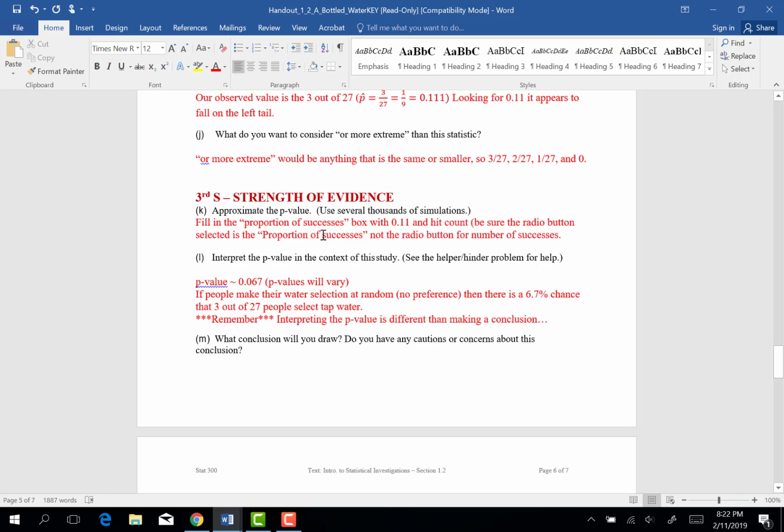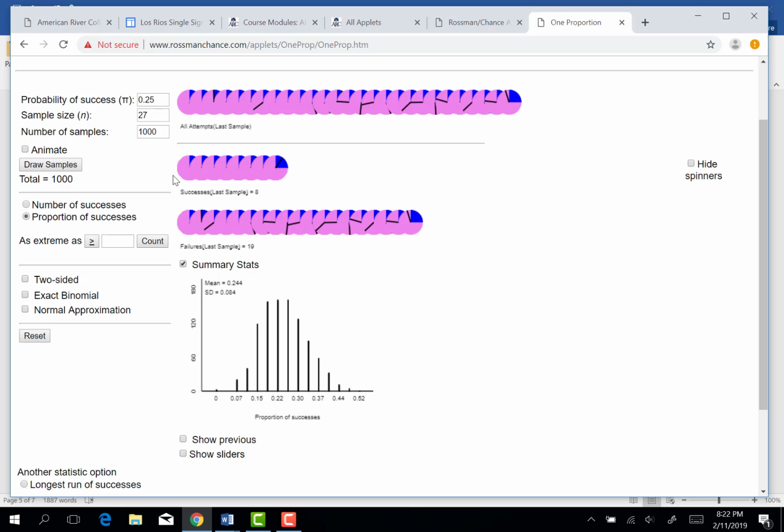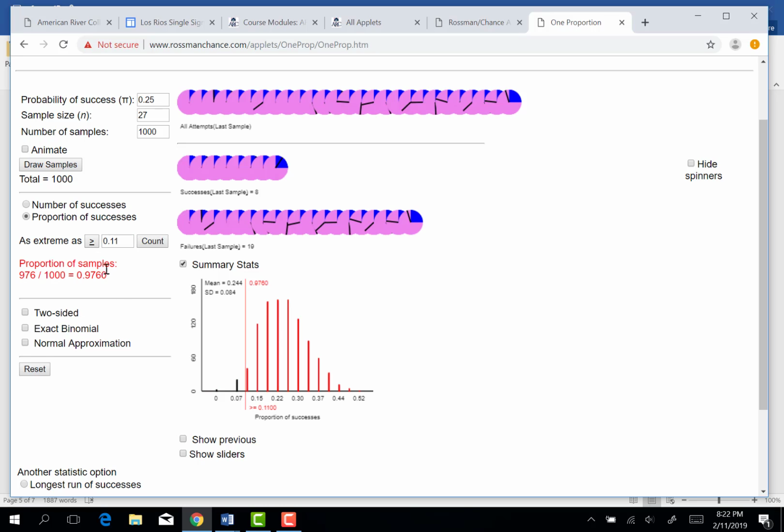So fill in the proportion of successes box with the 0.11. So I'll show you how to do that. So it's here. So make sure that the radio button is on proportion of successes, or extreme value is the 3 out of 27, which was 0.11. And we want to make sure that we change this symbol to less than. Less than. And there's our p-value. Now I did say use several thousand, so you could draw samples again just to get 2000.